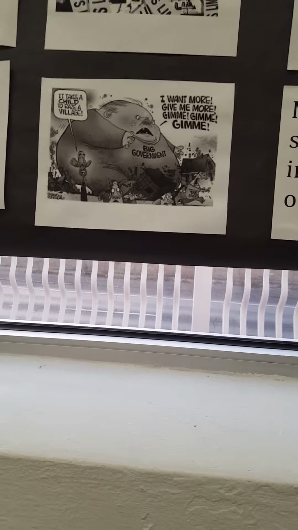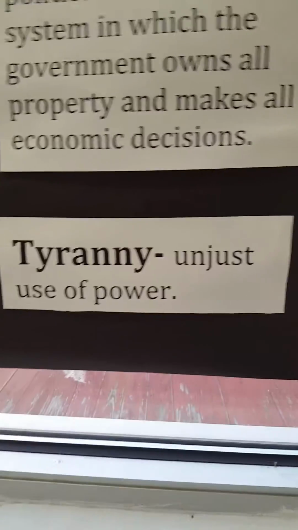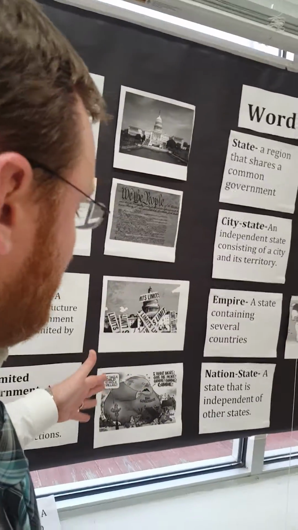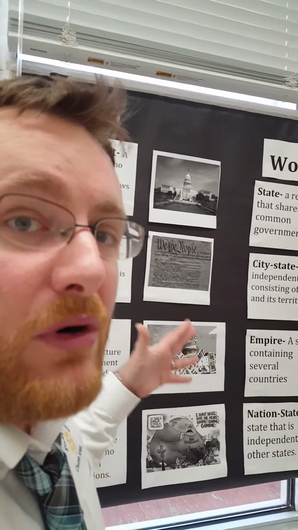Usually you think of kings or dictators, tyrants, people who are using tyranny or an unjust use of power. When we think about unlimited government, we talk about these things. There's no control. Nothing can stop the people from using their power.